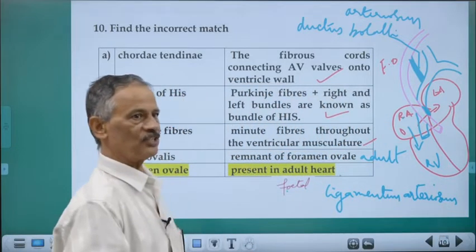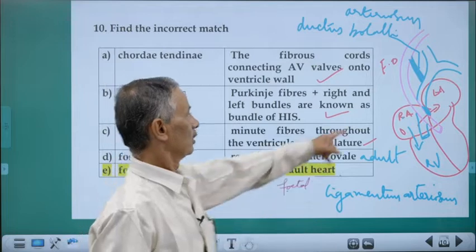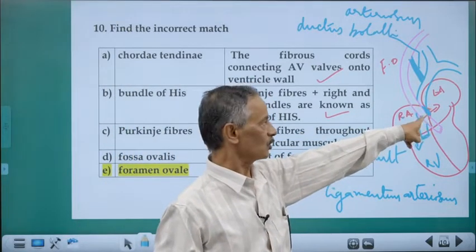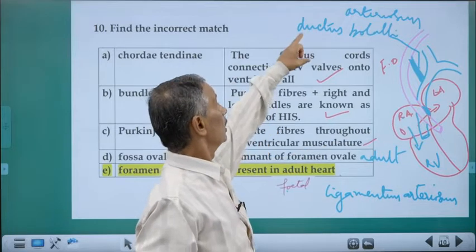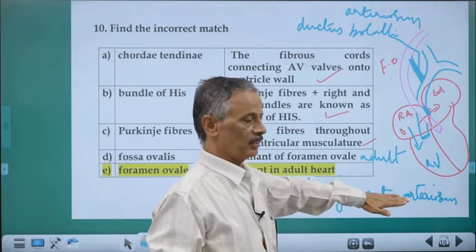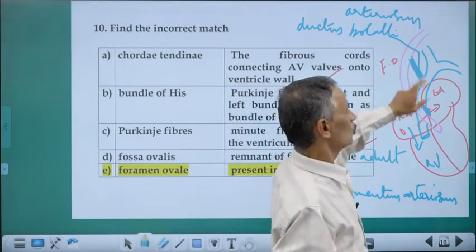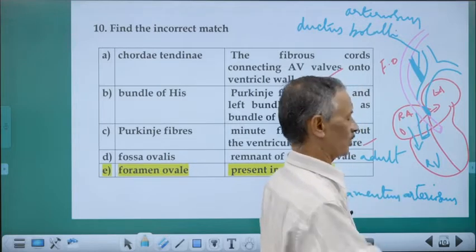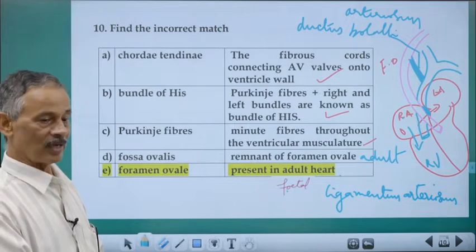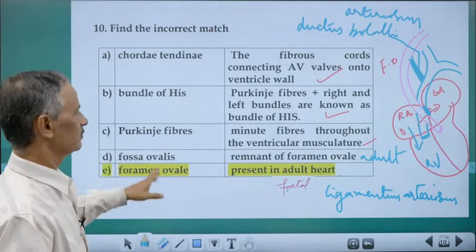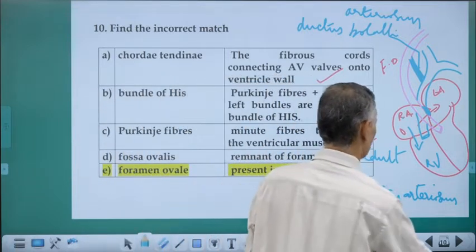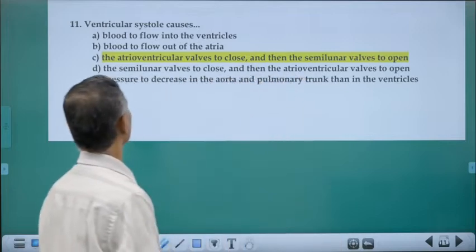So what are the two changes that are occurring? One, the foramen becomes closed and becomes fossa ovalis. Two, the ductus botalli or ductus arteriosus becomes a ligament, a connecting structure between these two. That is called ligamentum arteriosum. These are not in our books. So understand? The foramen ovale is present not in the adult heart but in infants.